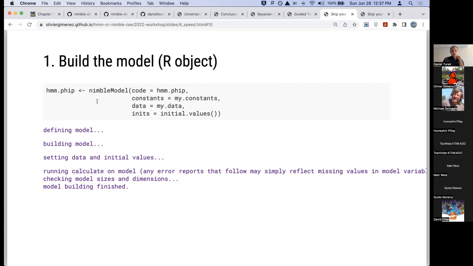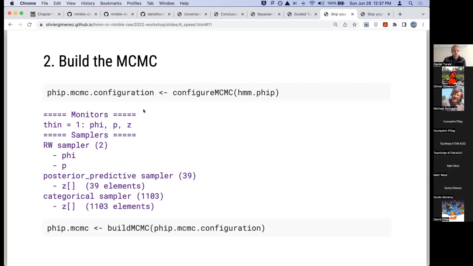Now, this model is actually like a tool that you can use in R. I'll show you in a moment some things you can do with it. But the next step would be using this model object to configure the MCMC, using the configureMCMC option right here, which creates an MCMC configuration object.